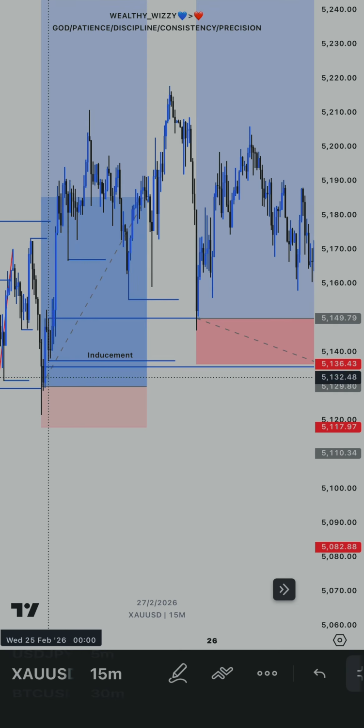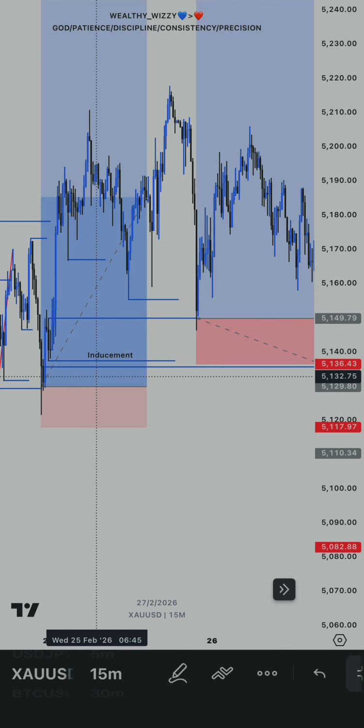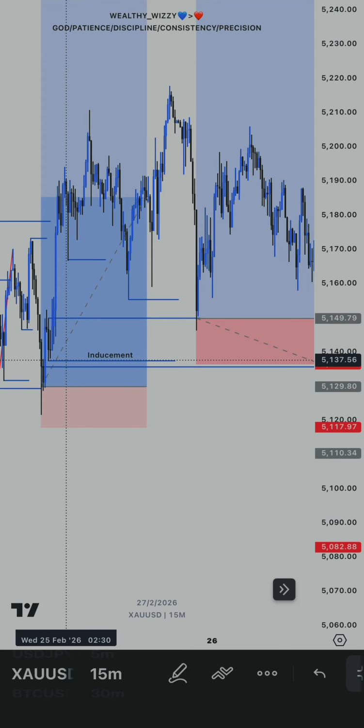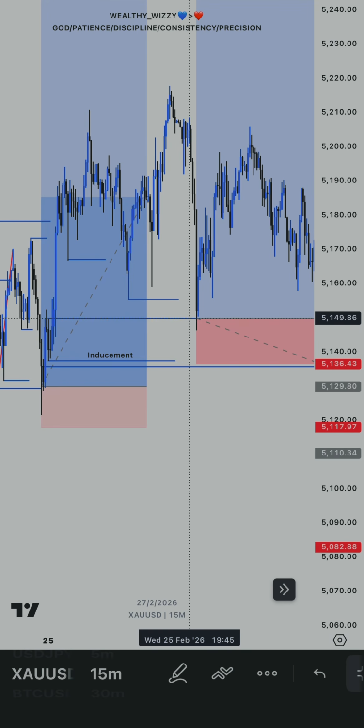So whenever you spot an inducement that was formed before a market structure shift or break of structure, make sure you pick the POI closest to the inducement that formed, because automatically it has become a type B setup. I did not spot this out. I did not notice this. Do you understand? Because price will definitely react from anywhere you choose.